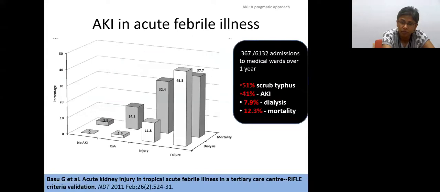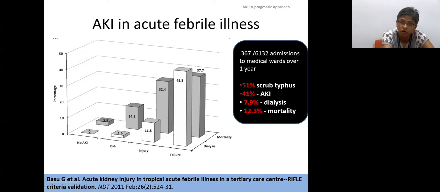Now, this study from our own center, which was published in 2011 in one of the highest ranked nephrology journals, was done as a joint project between the Department of Medicine and Nephrology, and looked at all those who were admitted to medical wards over a period of 1 year with an acute febrile illness. As we all know, scrub typhus is the most common cause of acute febrile illness here, unlike the north.